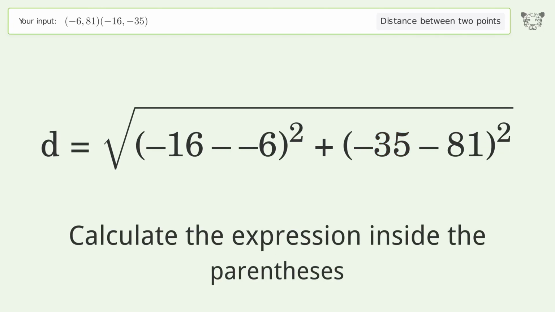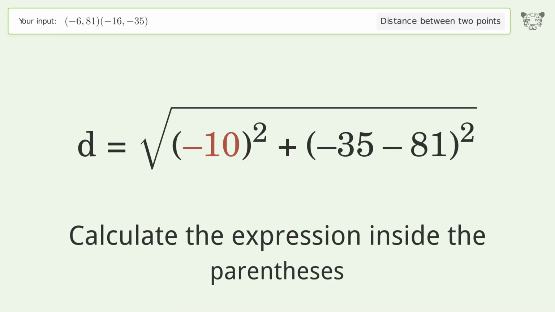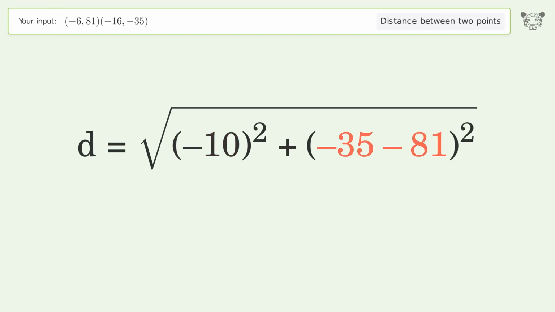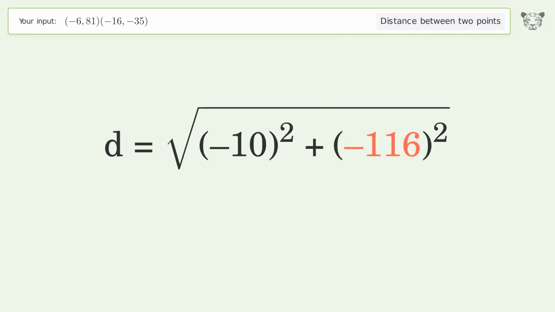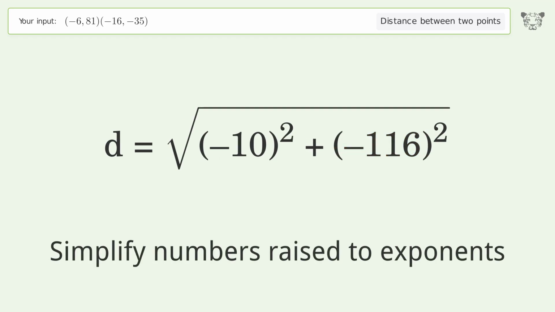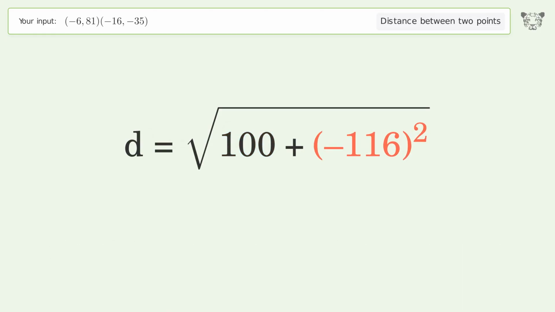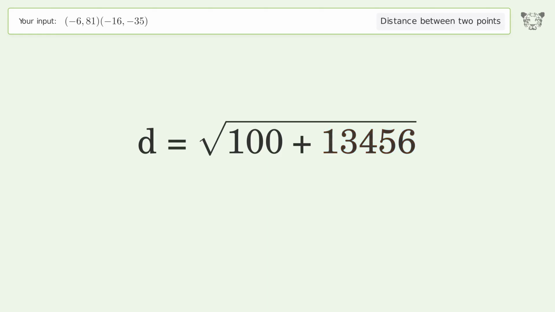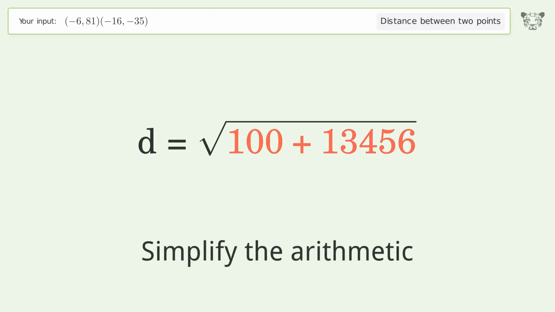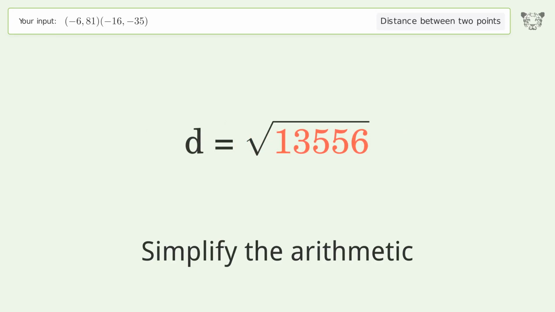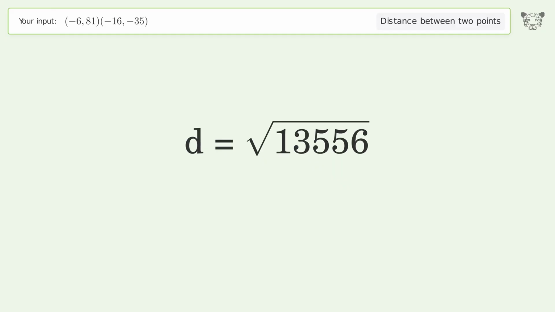Calculate the expression inside the parentheses. Simplify numbers raised to exponents. Simplify the arithmetic. And so the distance between the 2 points is the square root of 13,556, or 116.43.